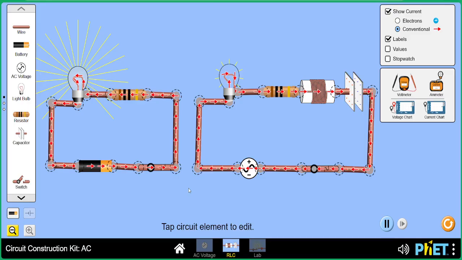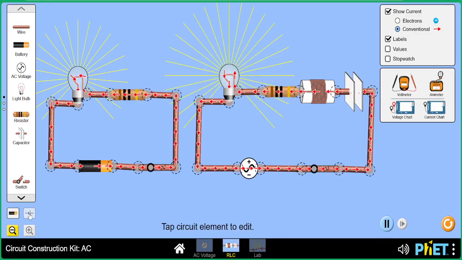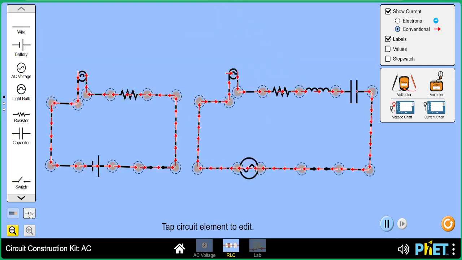Okay, another difference lies with the circuit symbol. So if I change to this mode, you notice the circuit symbol for a DC source, whereas this one is for an AC source.